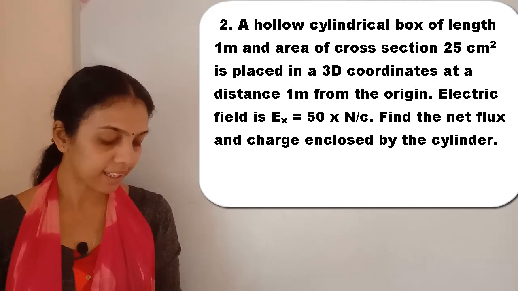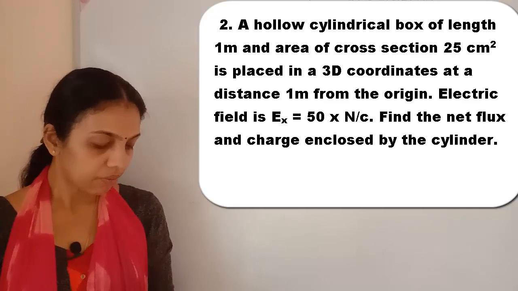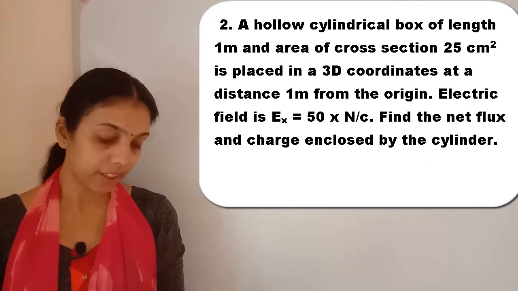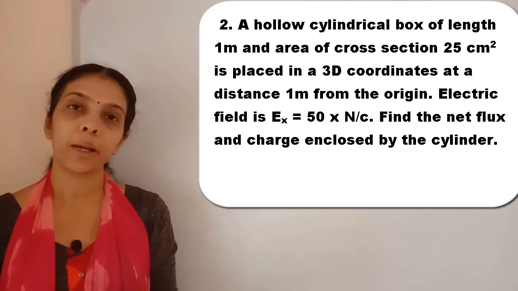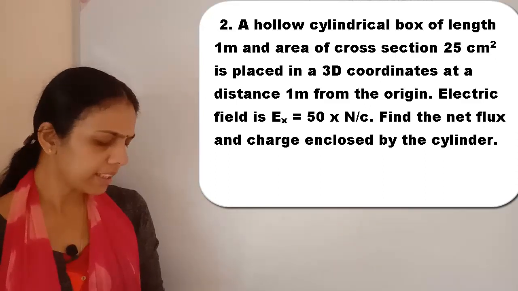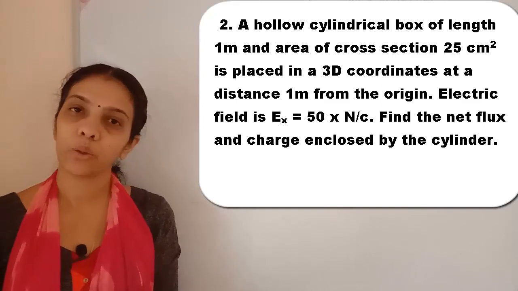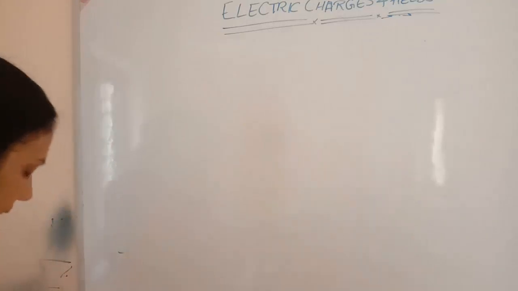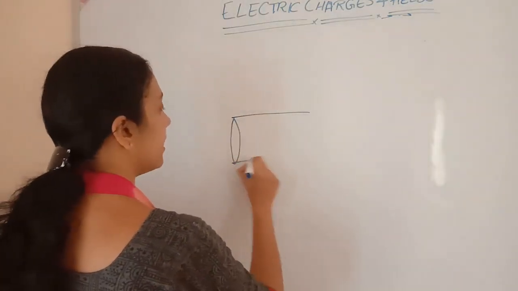is placed in a 3-dimensional coordinate system. The electric field in the region is given by E equals 50x i cap, where E is in Newton per coulomb and x is in meter. Find the net flux through the cylinder and the charge enclosed by the cylinder. For that the diagram is given in the same way, instead of our cube, here a cylinder is given.